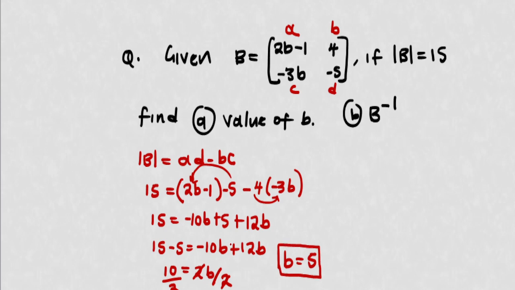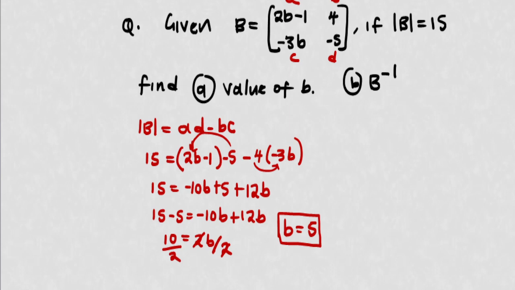And you can prove this. So you can put in 5 to be the value of b, then try to find the determinant again to see if it will give you 15 as a determinant. So that is straightforward. Now that you have found the value of b, what we're going to do is to find part B.